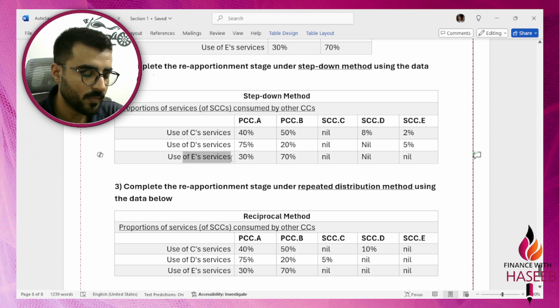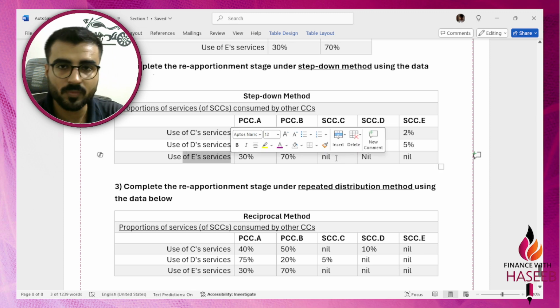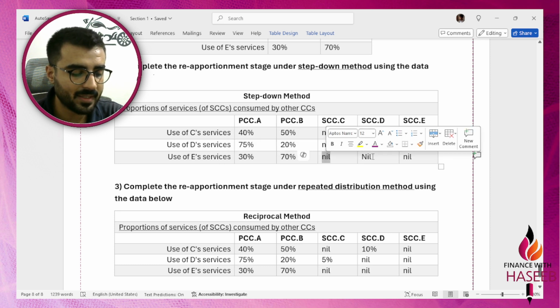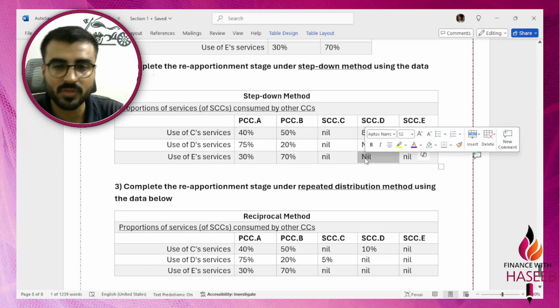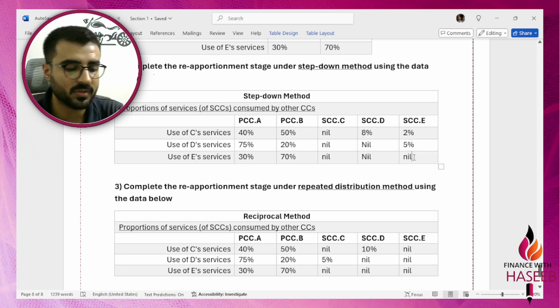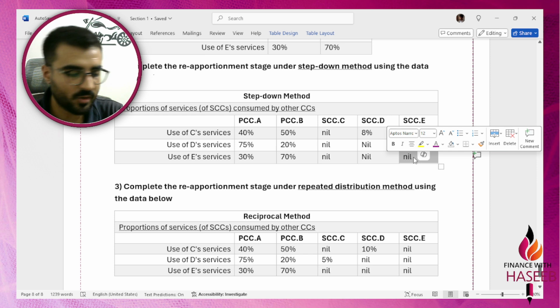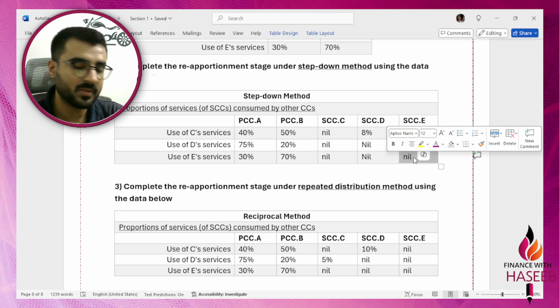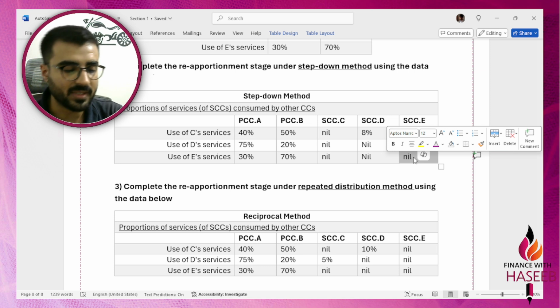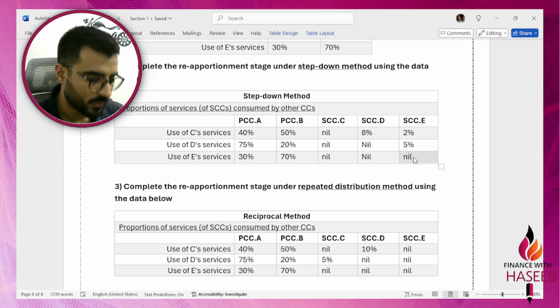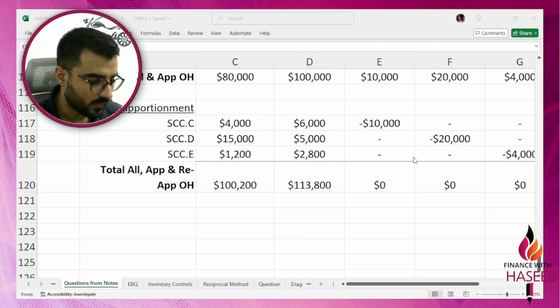It is not providing service to service cost center C, not providing services to service cost center D, and neither to service cost center E, because of course it cannot provide service to itself. If there is some service mentioned here that a service cost center is providing to itself, then you have to ignore it. You have to ignore self-servicing always. So now let's move towards solving this question.